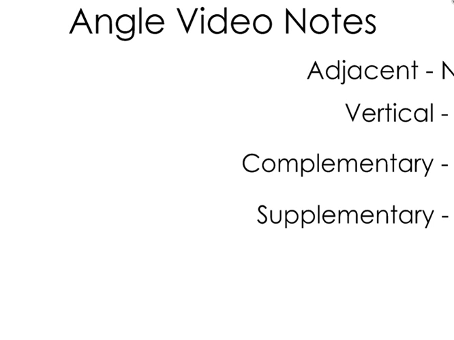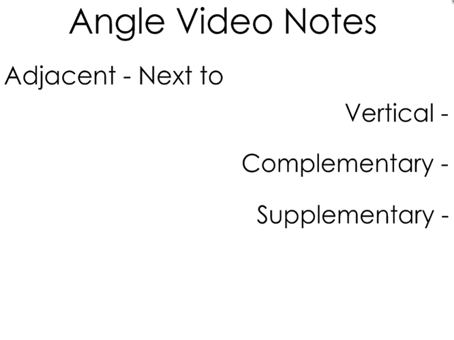So our first word is adjacent. Two adjacent angles just mean that they're two angles that are directly next to each other. If you're sitting next to your friend at lunch, you could say that you are adjacent to your friend. A picture to show that: if I have two angles that share a common ray, so they have the same vertex and this same ray that they share, these two angles right here are going to be adjacent to each other.